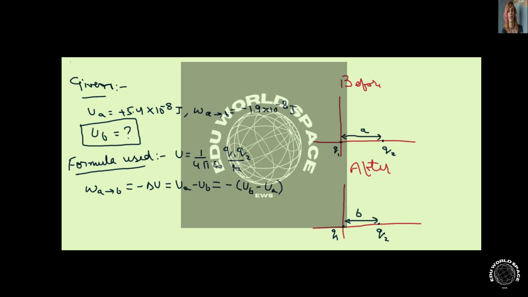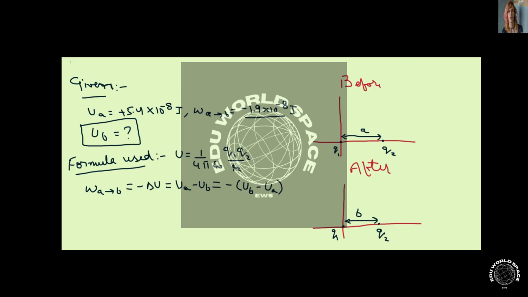So we move the charge Q2 to some distance B now, so the distance between Q1 and Q2 is now B. The work done by the electric force from A to B is given as minus 1.9 into 10 to the power minus 8 joule. So the question is, what is UB now, the new potential energy for this Q1 and Q2 configuration?